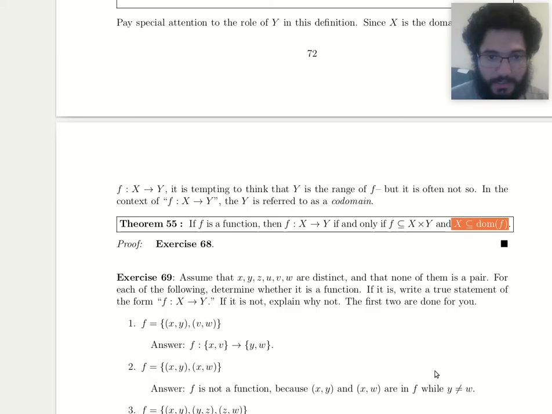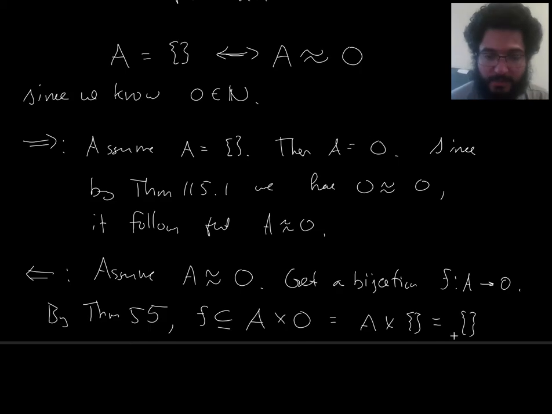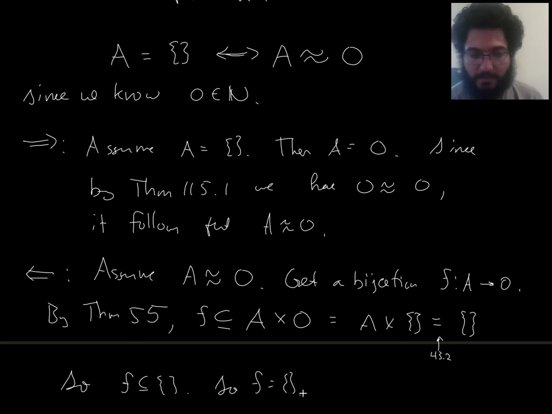Do we have that somewhere? Yeah, theorem 43, part 2. A Cartesian product is empty if and only if either one of the two factors is empty. So this is by theorem 43, part 2. And so F is a subset of the empty set, so F equals the empty set, right? By the minimality of the empty set theorem.